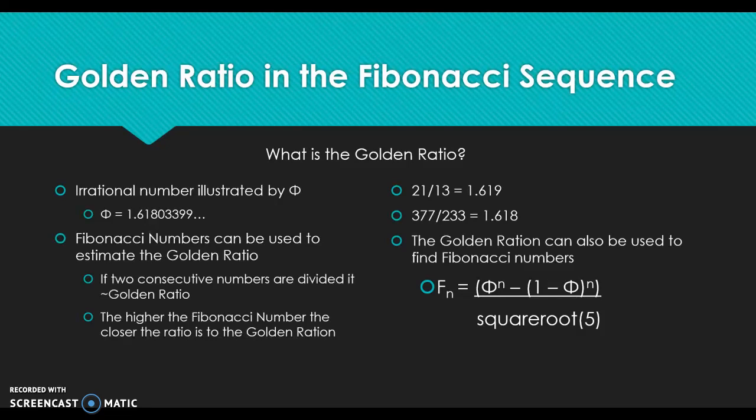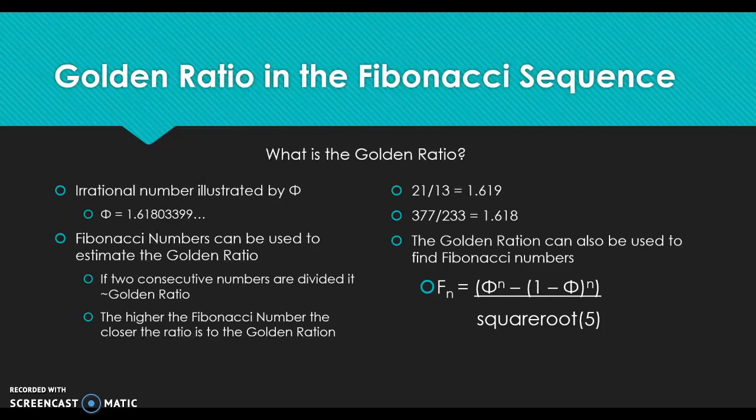And there's a bunch more numbers, but the Fibonacci numbers can actually be used to estimate the golden ratio. So if you take the ratio of two consecutive numbers, you get about the golden ratio. And interestingly enough, the higher the Fibonacci numbers are, the closer the ratio is to the golden ratio. So for example, 21 divided by 13 equals 1.619, which is pretty close, but still off. But if you take 377 divided by 233, a higher Fibonacci number, you get 1.618. And the higher you go, the more decimal places are correct.